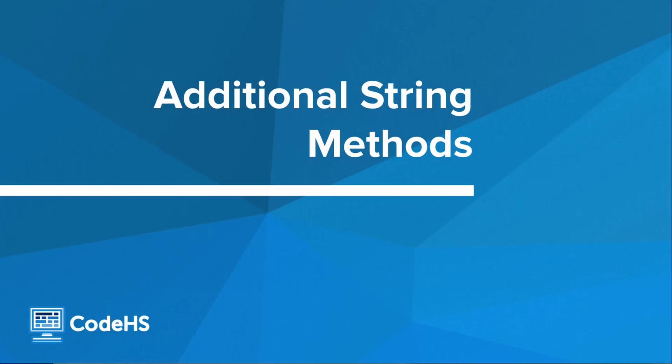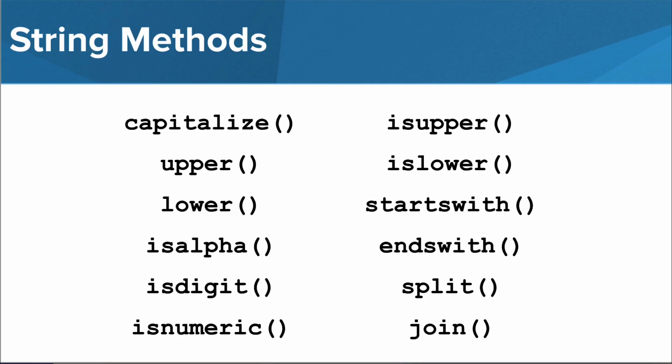Hi, in this lesson, we're going to look at some additional string methods we can use in our programs. As a reminder, we've already learned 12 different string methods. We use these to manipulate our strings in different ways or to check if a string matches a certain condition. In this lesson, we're going to add 4 more methods to our toolbox.